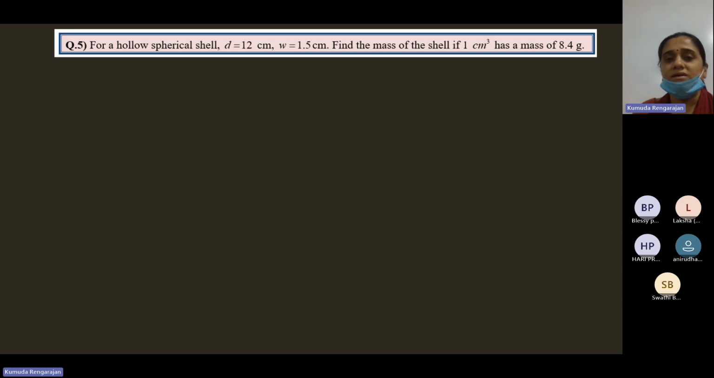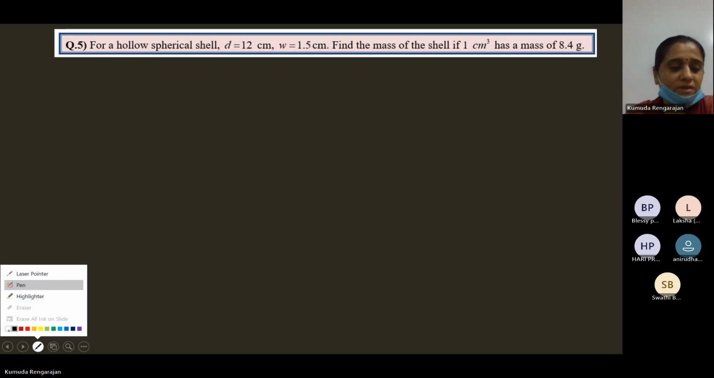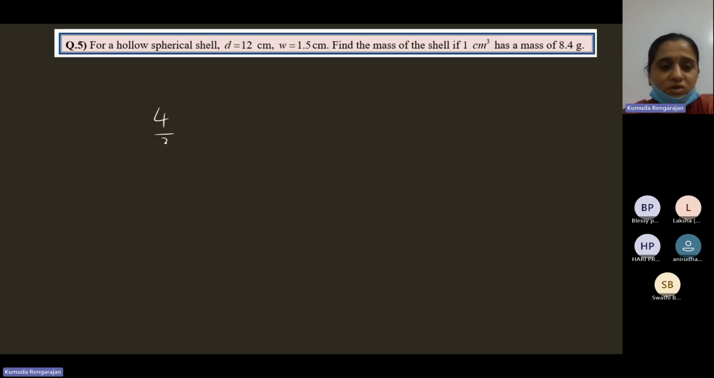Small d is 12. W is 1.5. Find the mass of the shell, if 1 centimeter cube has a mass of 8.4 grams. So you should find how much centimeter cube is there in this spherical shell. So what will be the formula to find the volume of the spherical shell? What is the formula to find the volume of a sphere? 4 by 3 pi r cube. So here it will be 4 by 3 pi.